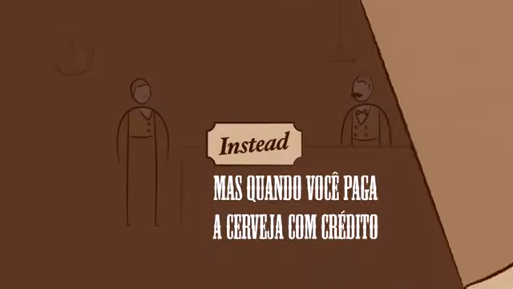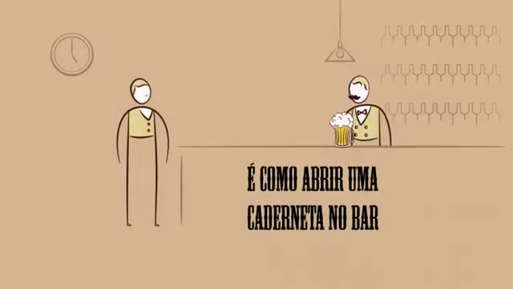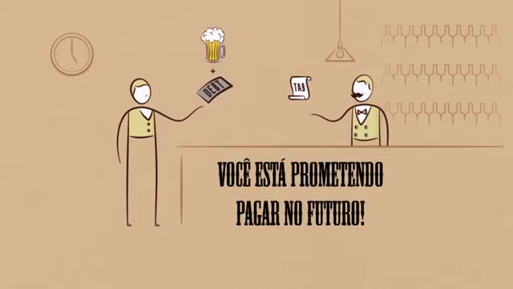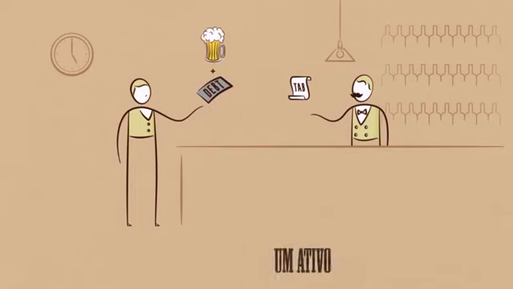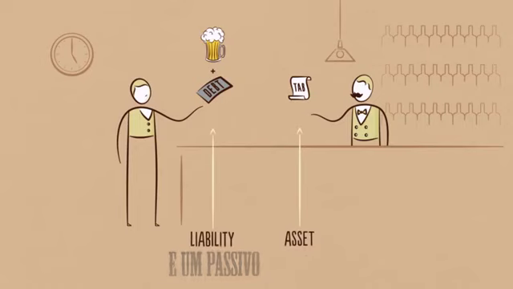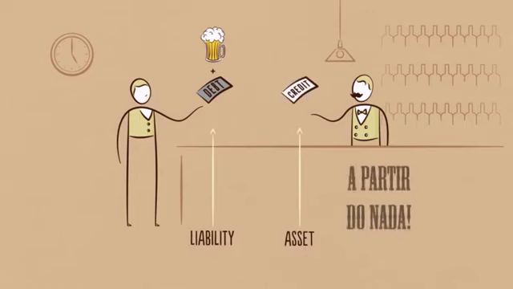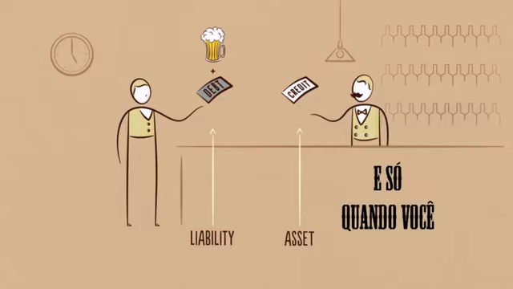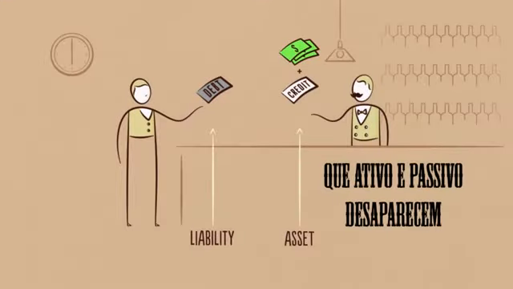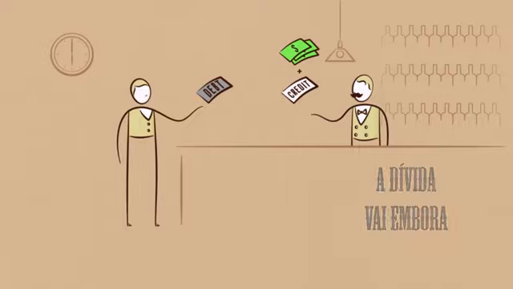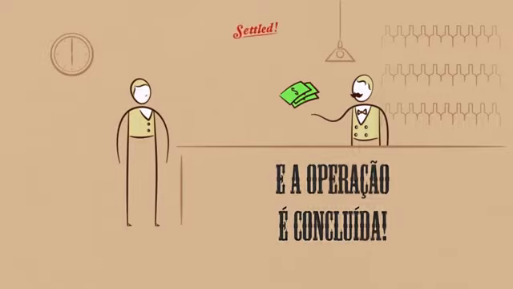But when you buy a beer with credit, it's like starting a bar tab. You're saying you promise to pay in the future. Together, you and the bartender create an asset and a liability. You just created credit out of thin air. It's not until you pay the bar tab later that the asset and the liability disappear, the debt goes away, and the transaction is settled.